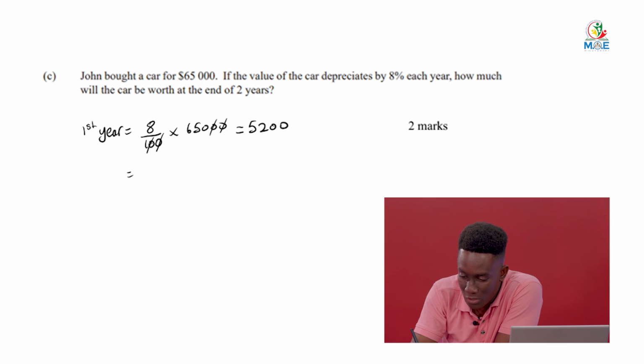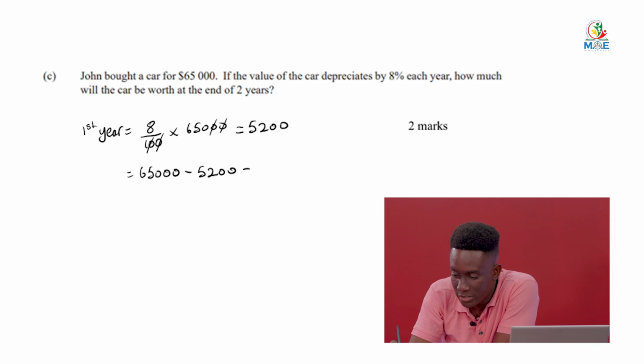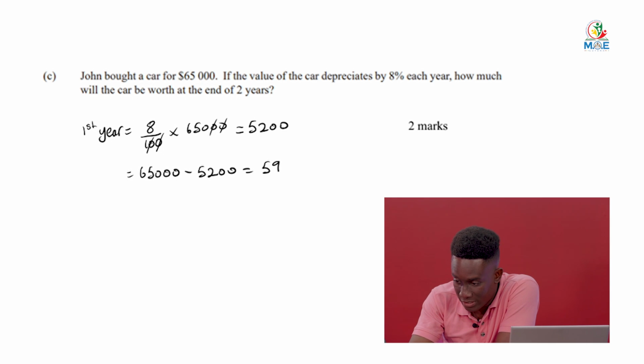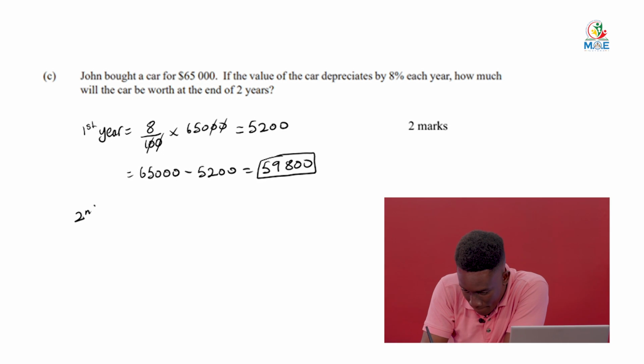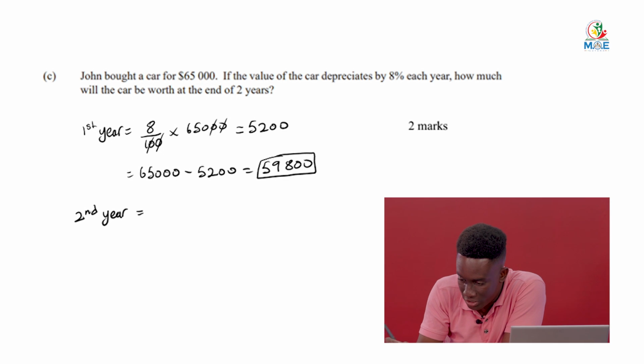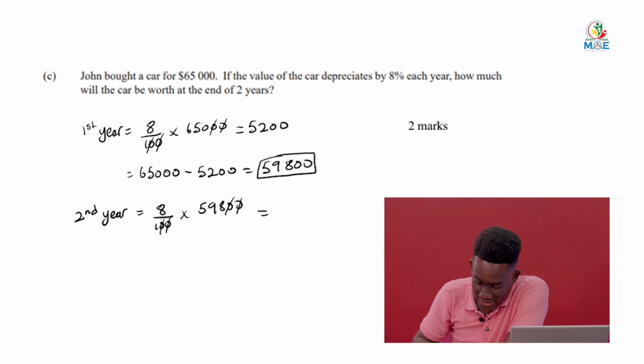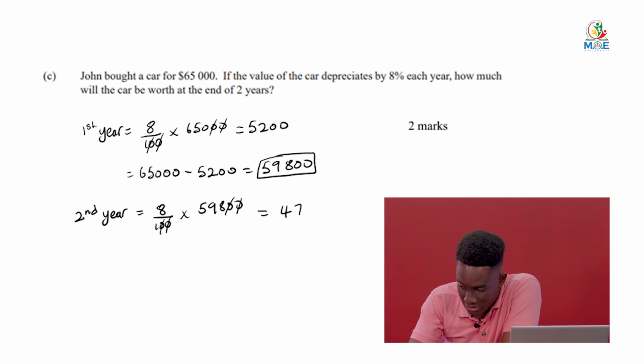So in the first year, the car will be worth 65,000 subtract 5,200. That would give you 59,800. So this is the value of the car after the first year. So in the second year, the car will depreciate further, which will be 8 over 100 multiplied by the 59,800. So this zero cancels with that zero. This zero cancels with that zero. So 8 times 598 would give us 4,784. So this value now has to come off the car.